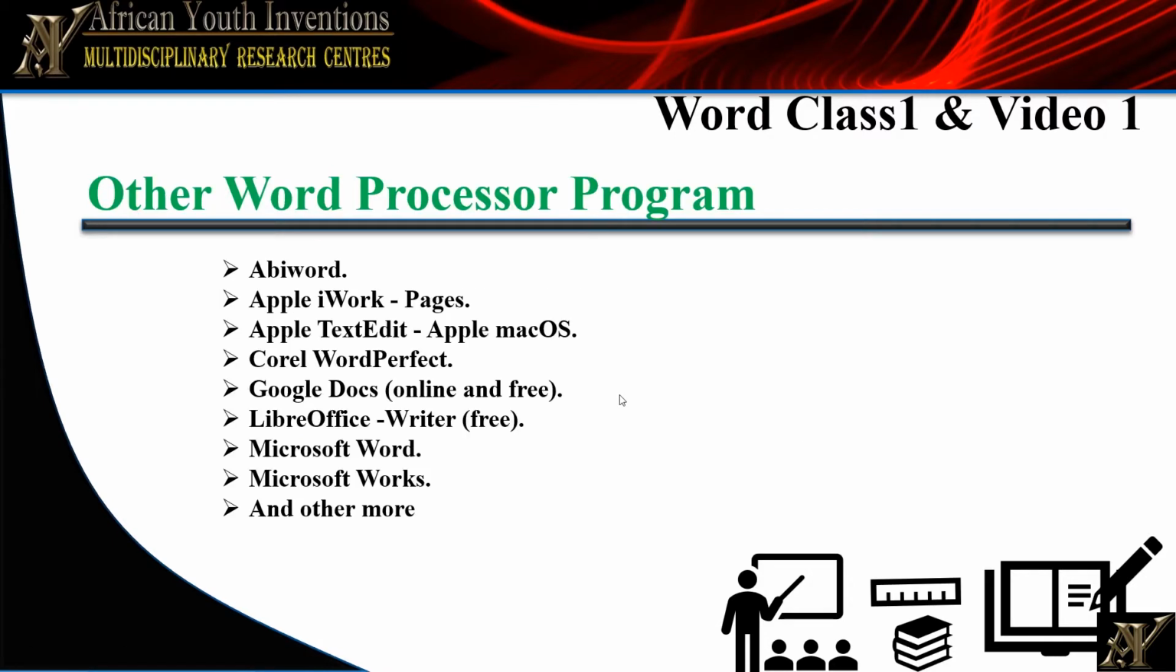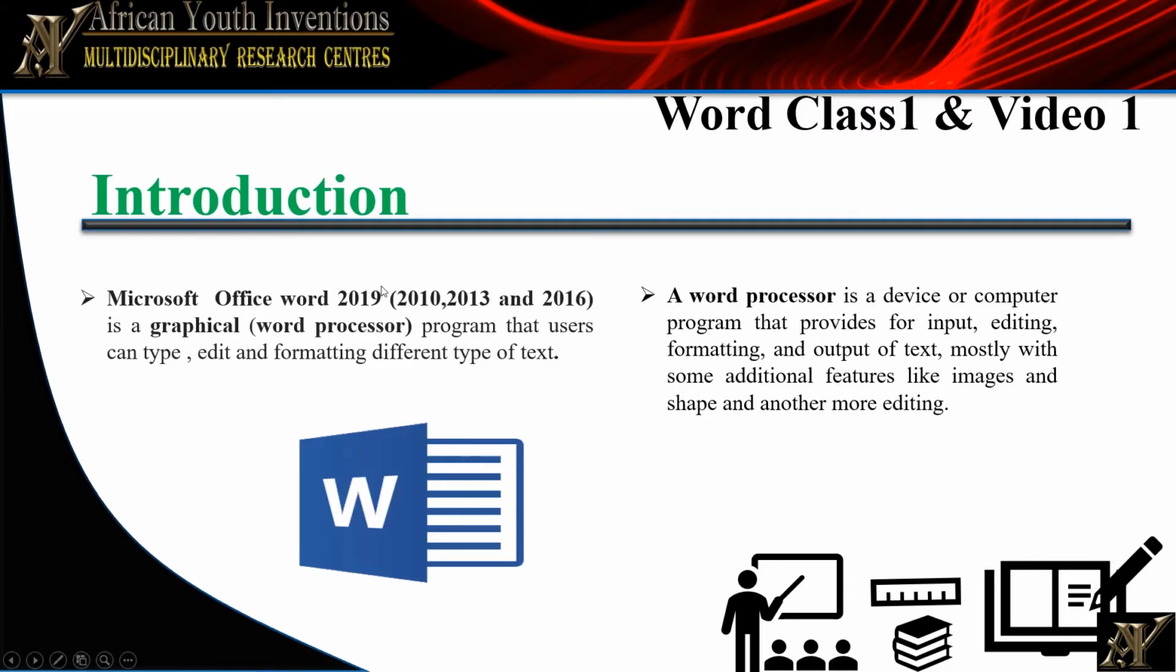There are several types of programs that you can find for word processing. So in this video, we will focus more on Microsoft Word 2019, and Microsoft Word has different versions. You'll find 2010, 2013, 2016. We'll focus more on 2019, but you can still use these versions. Most of them are similar. The only difference is that on version 2019, you have more commands compared to the old ones.